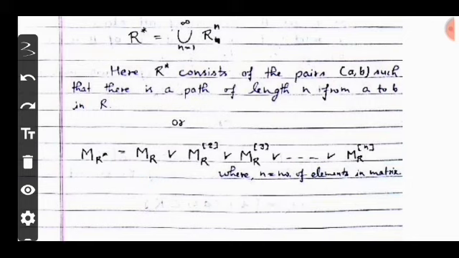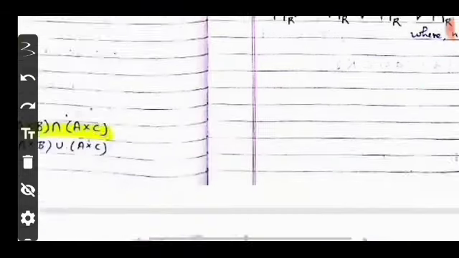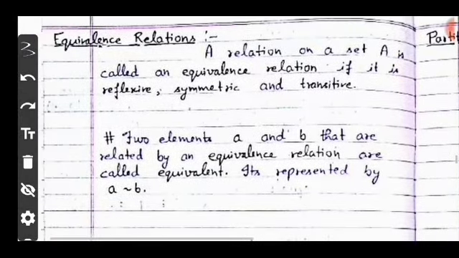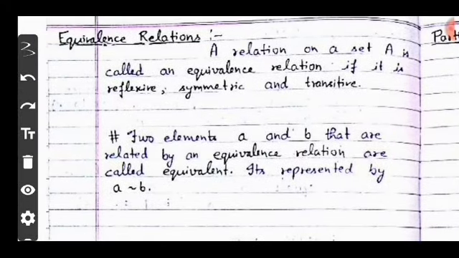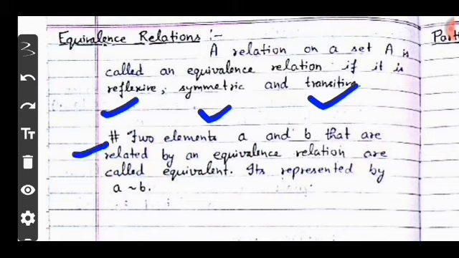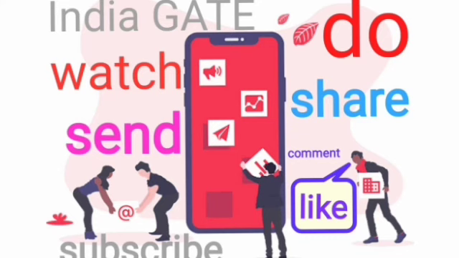Now move on. Next point is equivalence relation. This is a very important relation, the basis of GATE, because questions are always asked from equivalence relation. So if you know the three properties of an equivalence relation, reflexive, symmetric and transitive, it is called an equivalence relation. Two elements a and b that are related by an equivalence relation are called equivalent. It is represented like a equivalent to b. And here I hope you understand all the points.